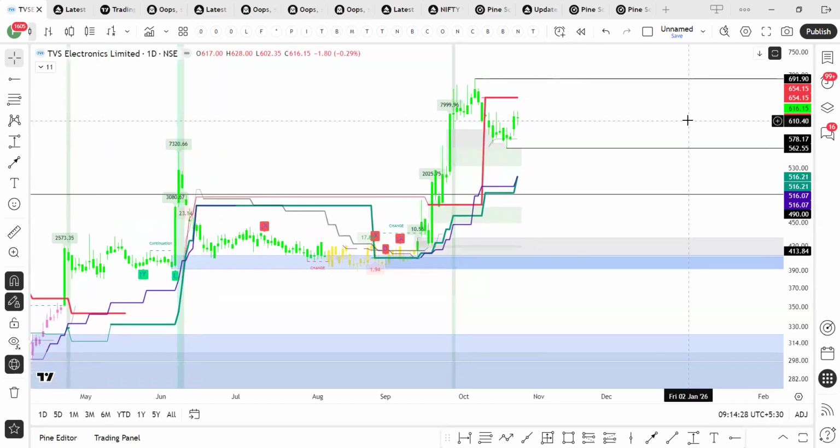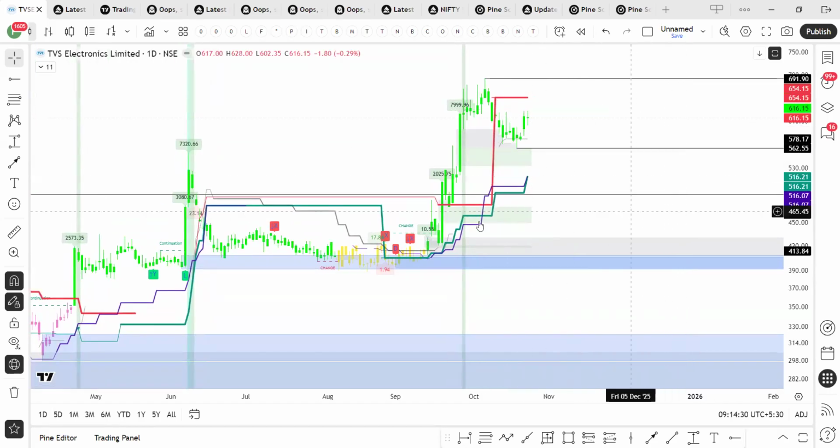But what I will check is, do I get a momentum entry? The retracement entry has happened. Do I have a signal for momentum entry? I don't have any signal for momentum entry. So I will wait. I will not take entry right away.